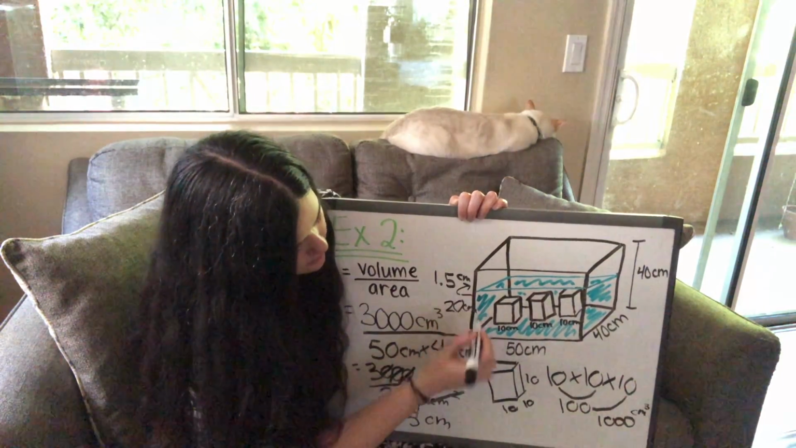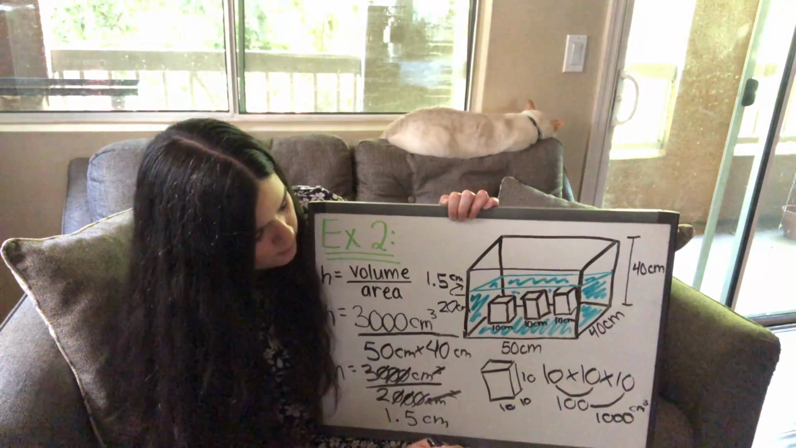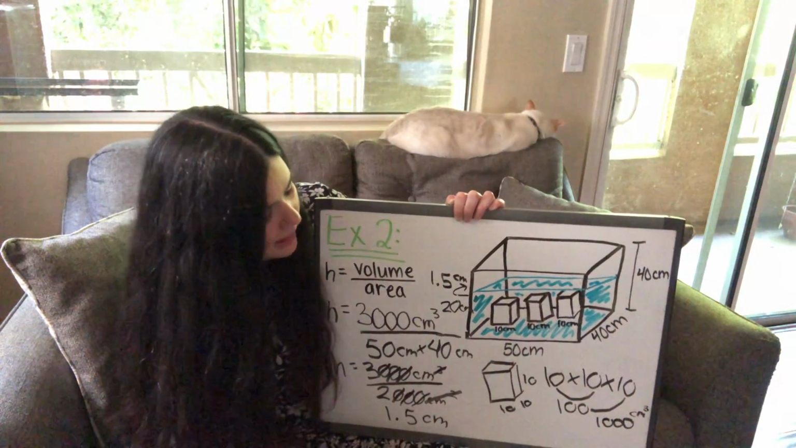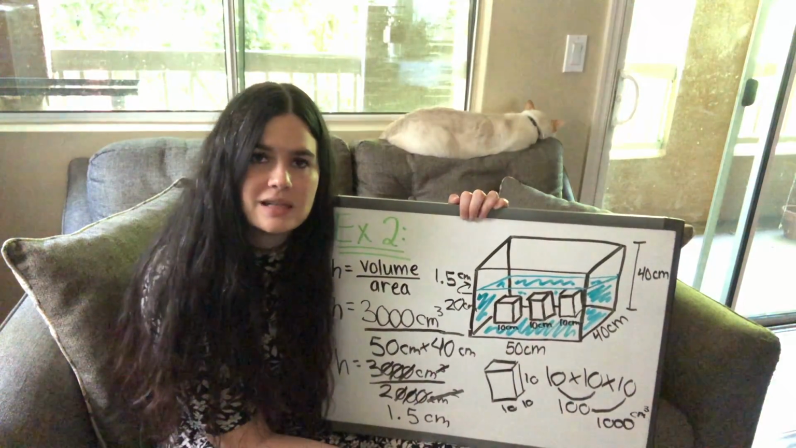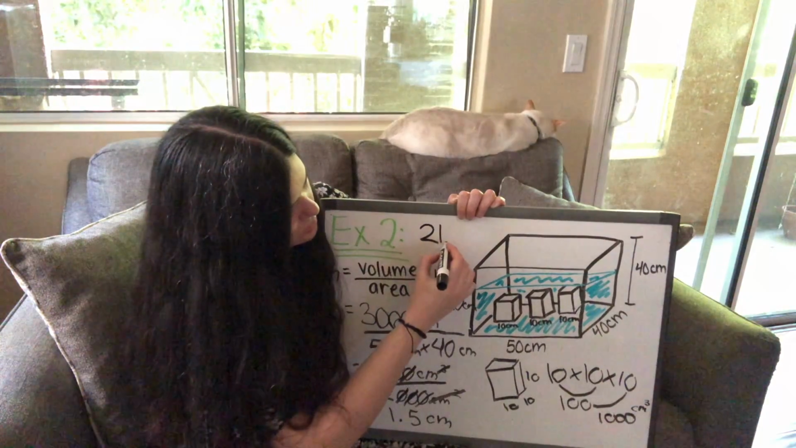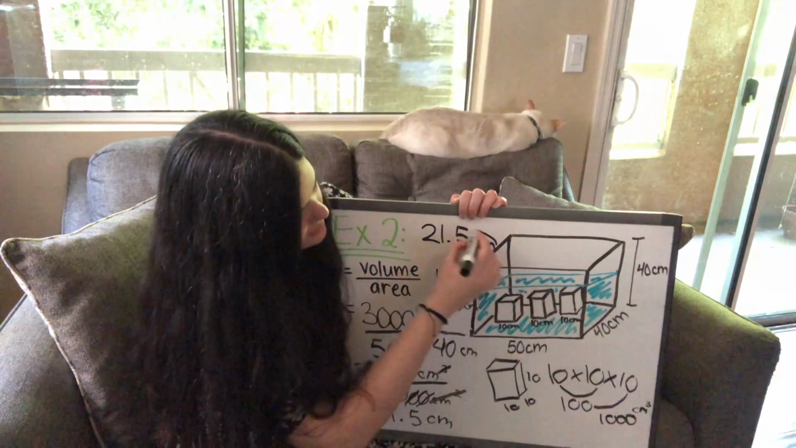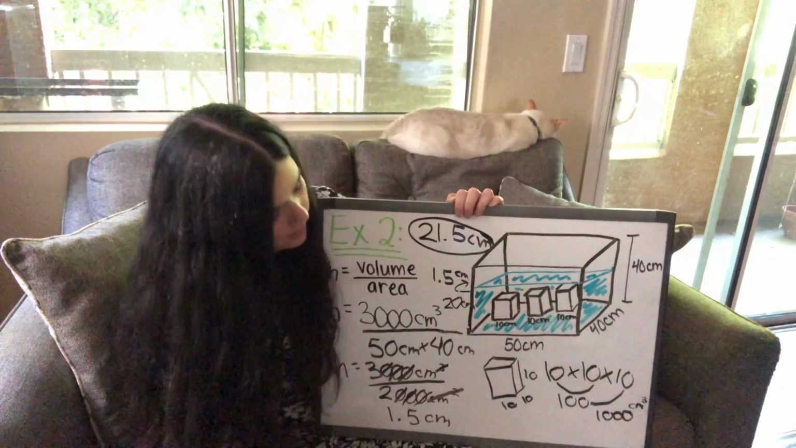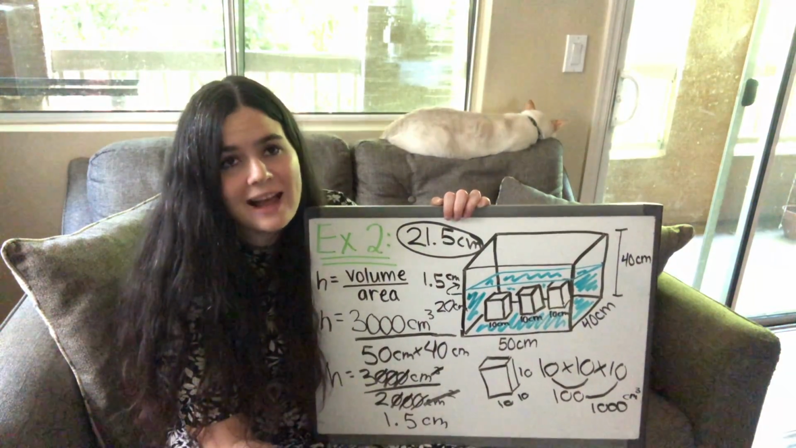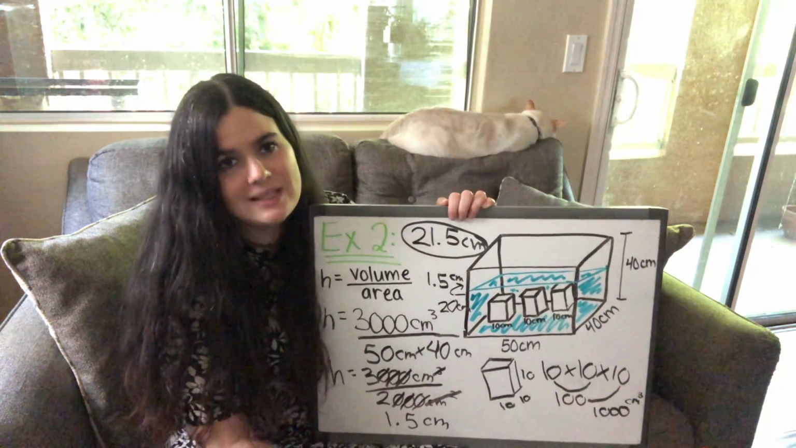20 centimeters. And if it increased by 1.5 centimeters, what is 20 centimeters plus 1.5 centimeters? 21.5 centimeters. The height of the water after we added the 3 cubes is 21.5 centimeters.